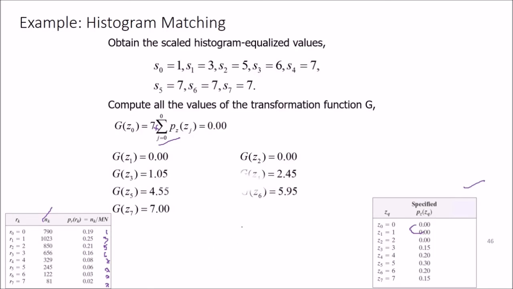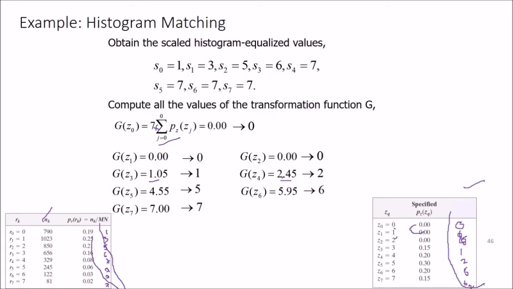So what will the value be? It will be this 0, 0, 1.05. We have just computed 1.05 and 2.45, and the other values are here. Now we match it with these values, taking the nearest value. So what will it be? The final values will be 0, 0, 0, 0, 0, 0, 1, 2, 5, 6, and finally 7. So we have these two sets of values, this one and this one. These two are now matched.